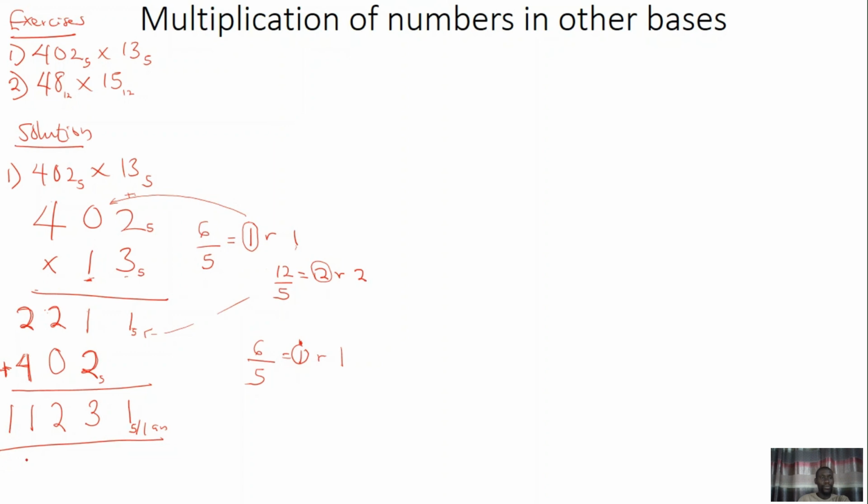Therefore, 402 times 13, all in base 5, is equals to 11231 base 5. That's our final answer. Let us look at the next example.